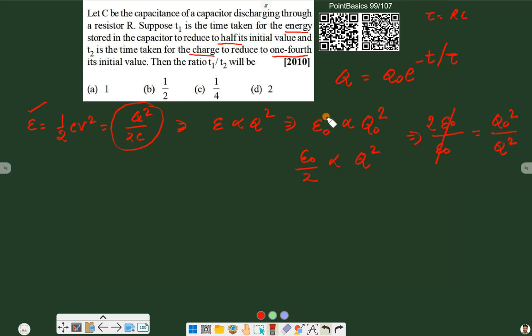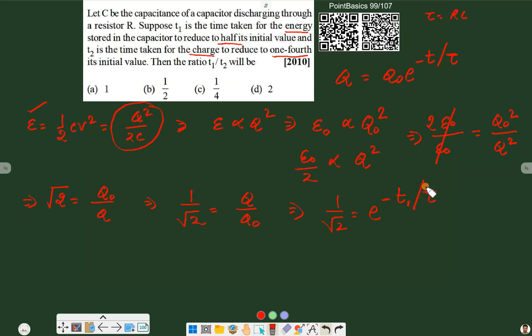So E naught gets cancelled, and taking the root of both sides, root 2 is equal to Q naught by Q, and reversing both of these, 1 by root 2 is equal to Q by Q naught. Now we know that Q by Q naught will be, from this, 1 by root 2 is equal to e raised to power minus t, and the time here, for energy to reduce to half, is given as t1, so t1 by tau. So this is our first relation.